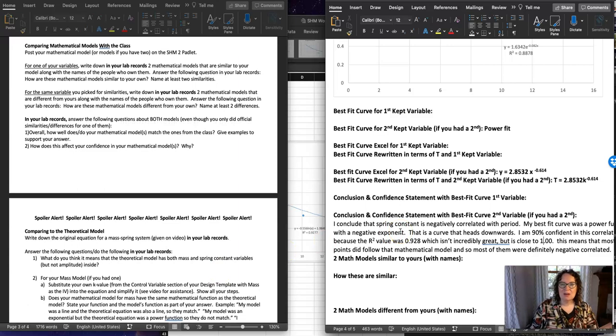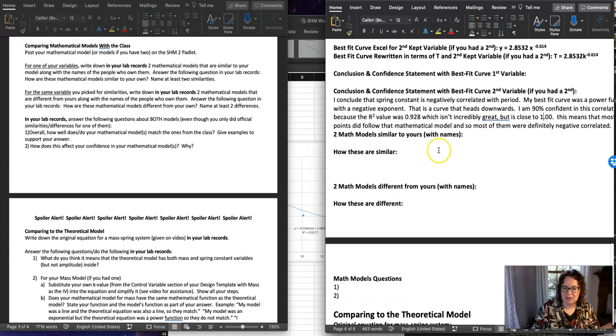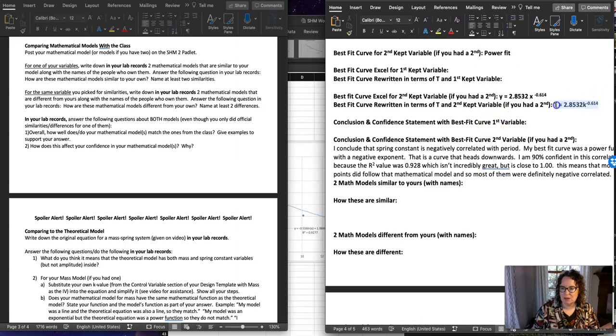Okay, so we're getting close to the end of this part 1, which is the longer part. What we've got left is you are going to now write your math models, this version, the one with the variables, into the Padlet for the class. And if you had 2 math models, you'll write both, because now you're double helpful to your classmates. Then you're going to find 2 models that are similar to yours and tell me how they are similar.